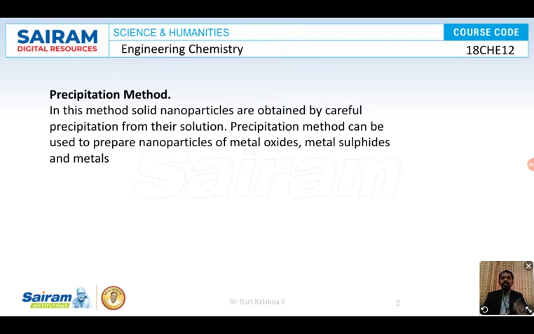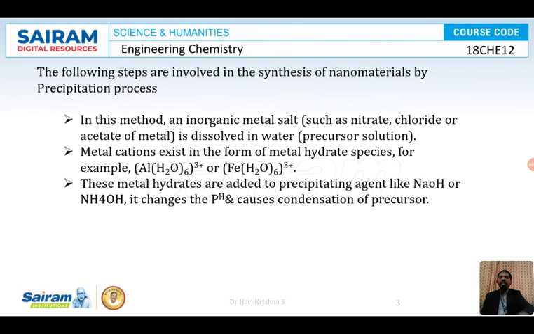In the precipitation method, an inorganic metal salt such as chloride, nitrate, acetate or oxychloride is dissolved in water. The precipitation method can be used to prepare nanoparticles of metal oxides, metal sulfides, metals, metal chlorides, etc. Here, solid nanoparticles are obtained by careful precipitation from their own solution. So how is it obtained? Let us see.